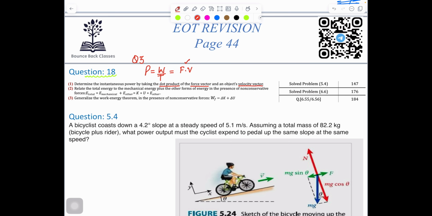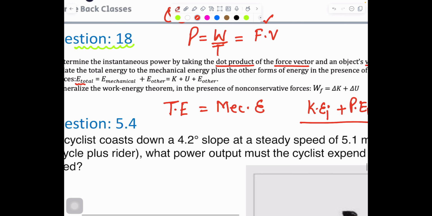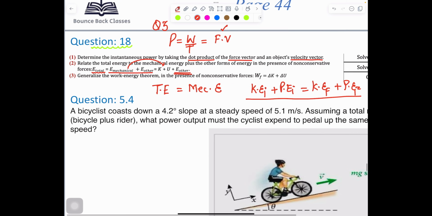Relate the total energy to the mechanical energy. This is the major thing. In that case you have other energies also. Generally what we know is kinetic energy initial plus potential energy initial equals kinetic energy final plus potential energy final. But now you need to understand total mechanical energy and the total energy. The formula is E total equals mechanical plus others. Mechanical means kinetic plus potential, and the other energies also, like spring energy. So you need to focus on that part.